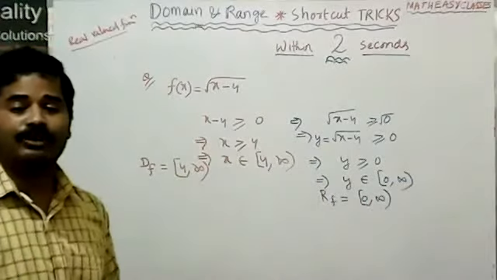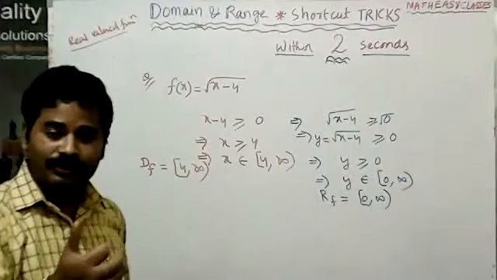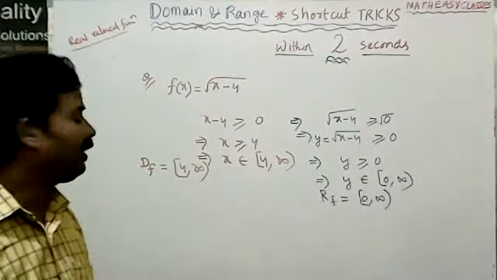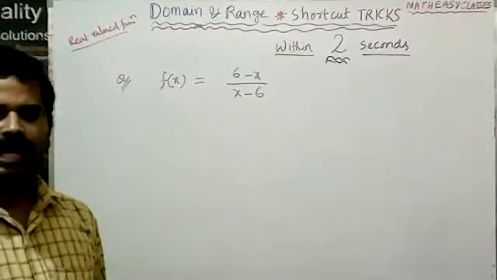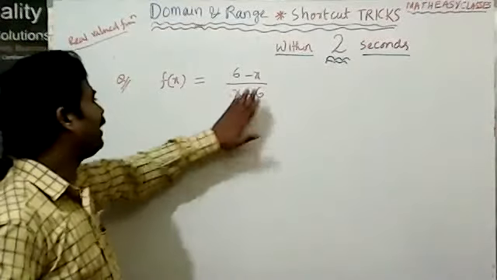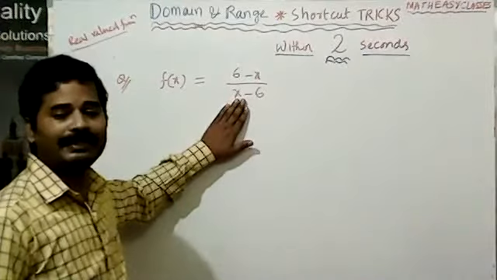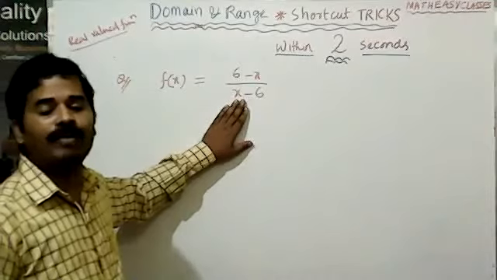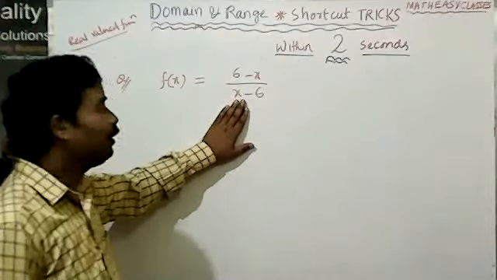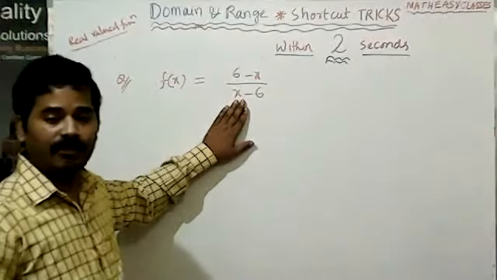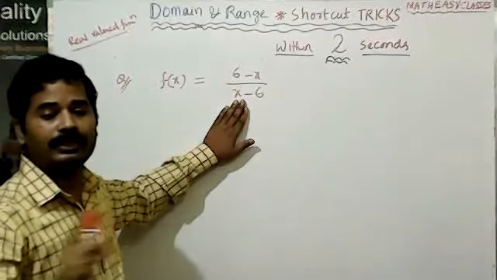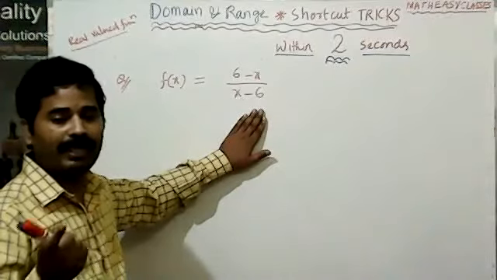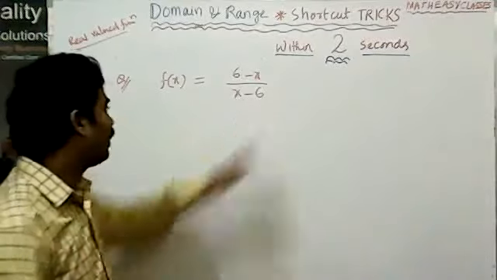In some questions, this is an easy question, but technically you can do it. Now take the technical question: (6 minus x) by (x minus 6). Here you have to find the domain and the range. How can you do it? Here you cannot cancel it first. For finding the domain, don't cancel it. If you cancel, the value is minus 1 comes. So that's why you cannot cancel.